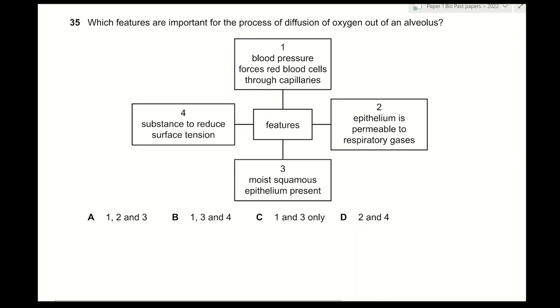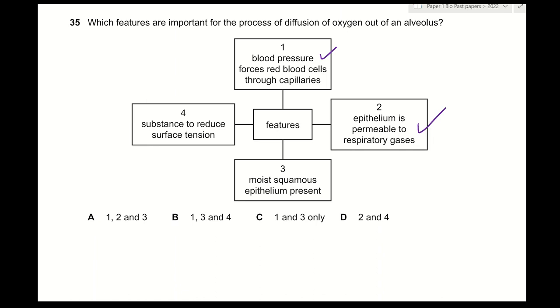Question number 35, which features are important for the process of diffusion of oxygen out of an alveolus? 1. Blood pressure forces red blood cells through capillaries. This is correct because as more red blood cells enter the capillaries, this means that there's a higher oxygen concentration diffusing because oxygen binds to hemoglobin, which is inside red blood cells. So this is correct. 2. Epithelium is permeable to respiratory gases. Obviously, this facilitates the diffusion of oxygen.